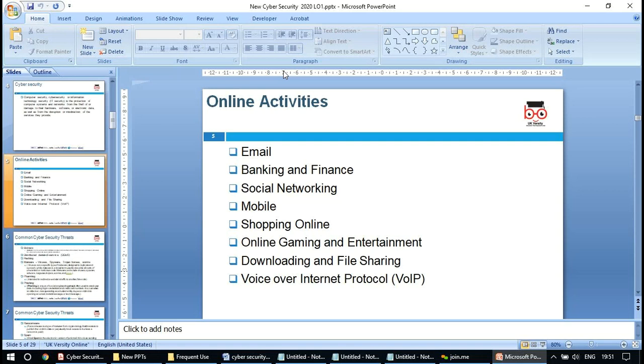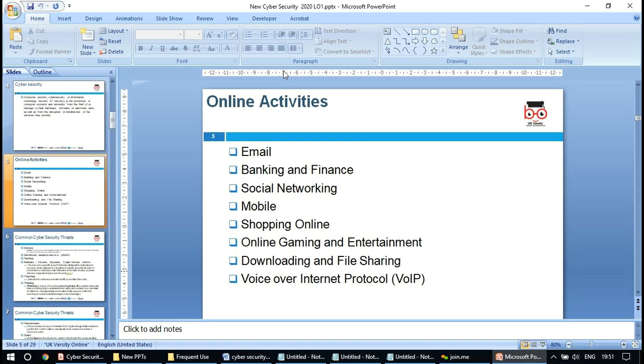So during these activities we could be attacked, and there are certain risks involved in using these activities, isn't it? Yes, yeah. These are kind of general usage.